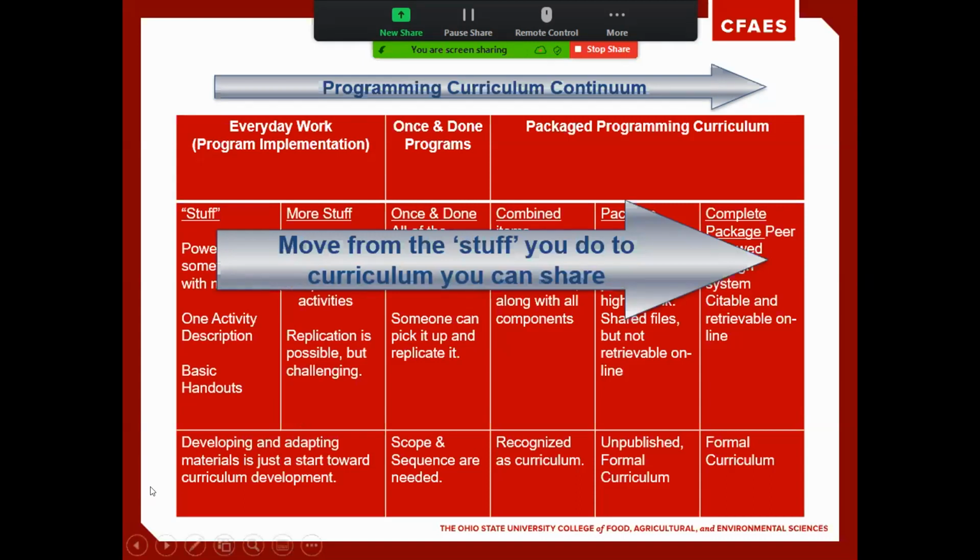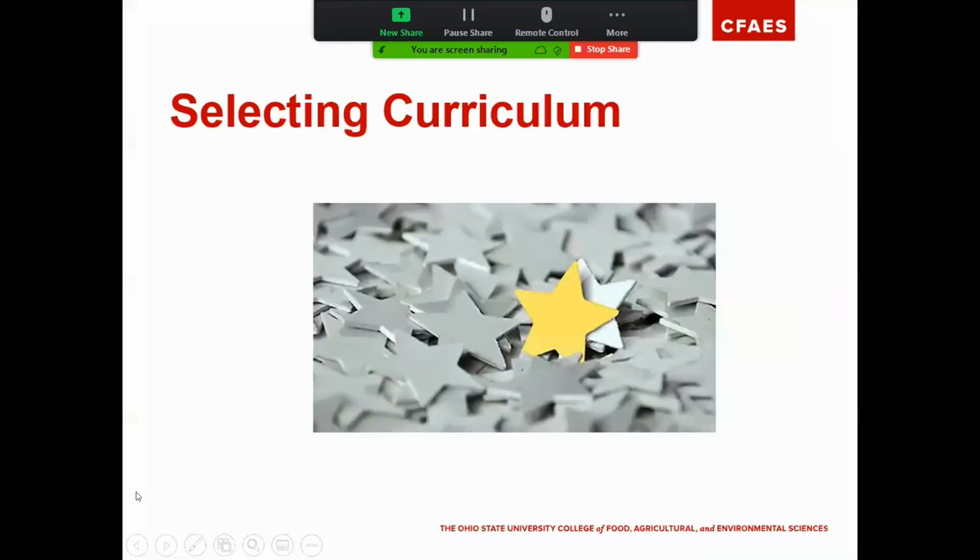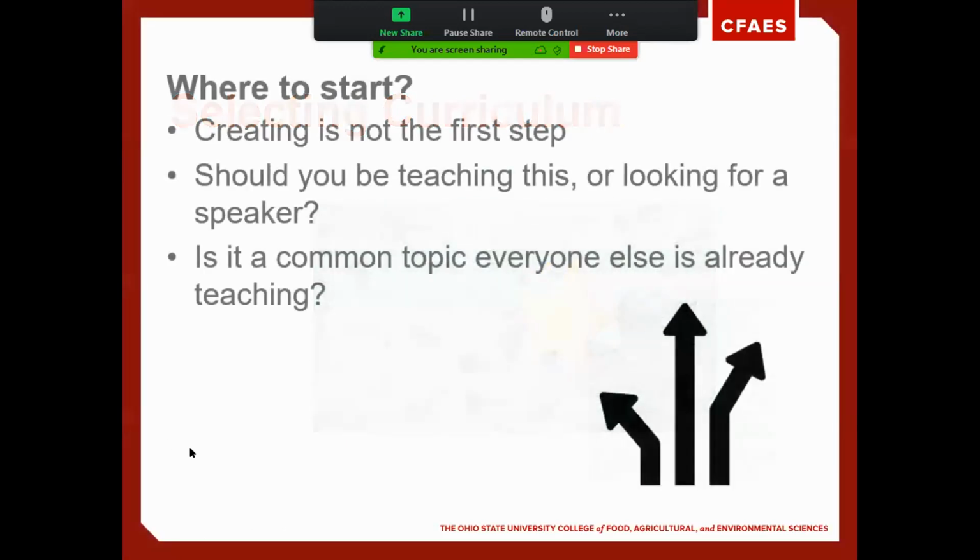So let's talk a little bit about selecting the curriculum that we might be looking at to adapt within our own counties, or looking at as part of a resource package for me to be able to use. I would like to encourage us all, if we go on to the next slide, please, Jared, and the one after that. So we're looking at this to say creating is not our first step.